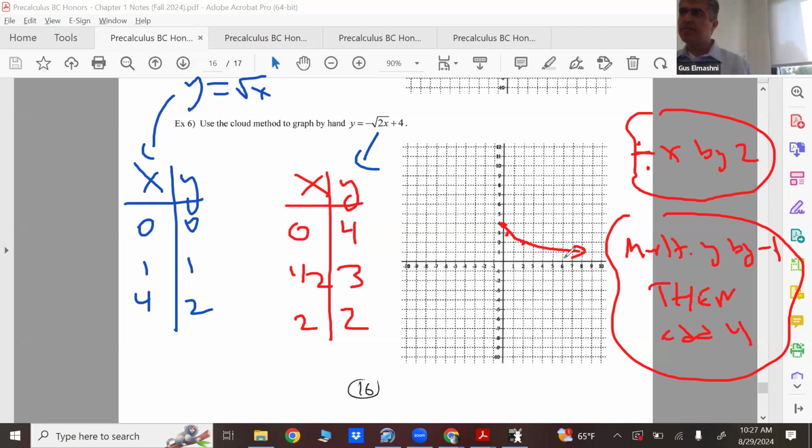What do you do with the negative sign in that process? That gets multiplied by -1 for y, because it's on the outside of the function. If your parent function is root x and you put a negative, all your y values change sign, which is an inverted flip, or a reflection about the x-axis. I multiplied by -1 and added 4, so I did it beforehand.